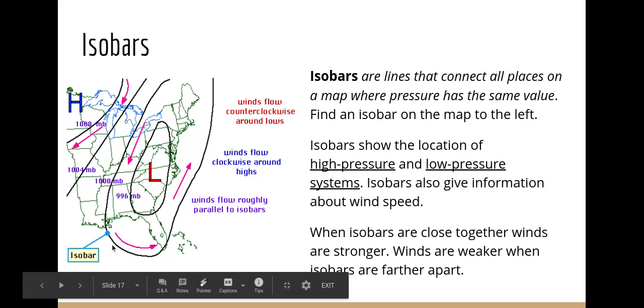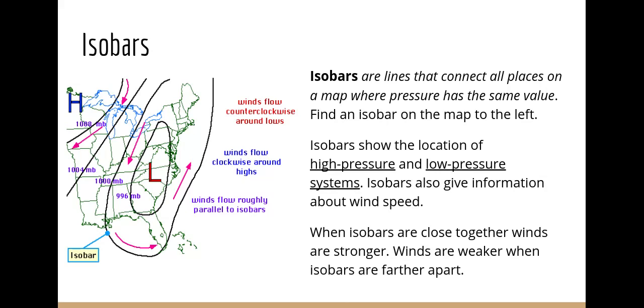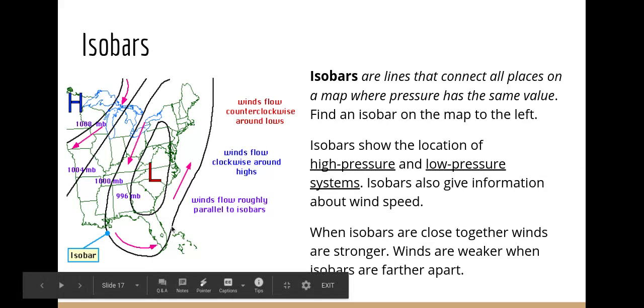There is one labeled for us here that we can see. And this isobar is curving on the outside of Florida, and there's one in the middle. There's a low pressure system in the middle. We're going to talk about that a little more. So isobars show the location of high pressure and low pressure systems. Isobars also give us information about the wind speed. So it can show us which way these winds are going.